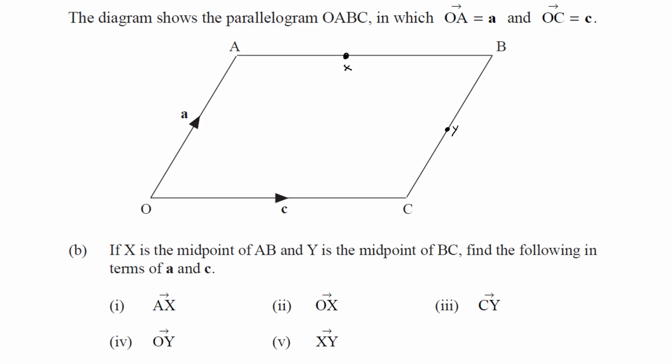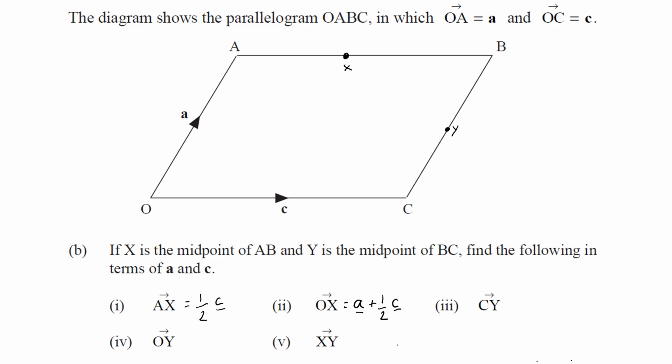So we want to go from A to X. Well, from A to B is the vector C, because it's parallel. But X is halfway along, so we're going halfway along the vector C here. So A to X is 1/2 of the vector C. From O to X, we're starting here and we're going along to here. So that means we're going along the vector A, and then we're going halfway along the vector C.